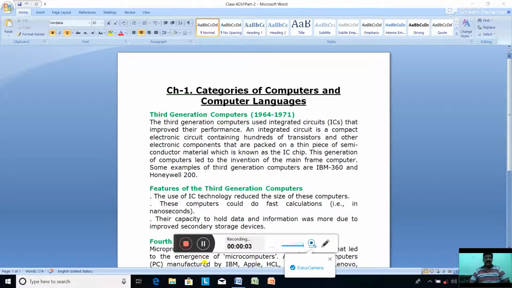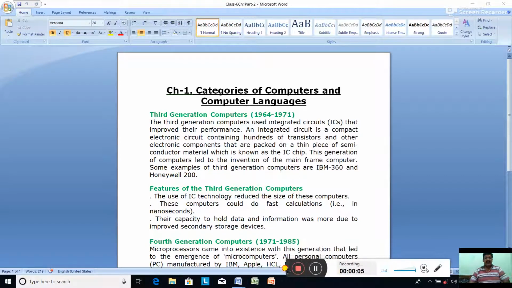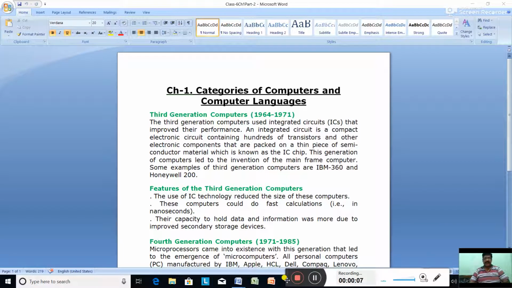Hello class 6. In our last computer class, we started chapter 1, categories of computers and computer languages. In that we discussed that there are 4 categories of computers. These are based on generation. Based on generations, there are 5 types of computer: first generation computer, second generation computer, third generation computer, fourth generation computer, and fifth generation of computers.